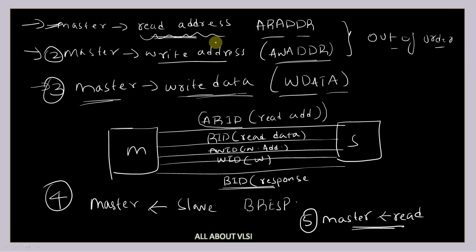But in AXI protocol, there is no such particular restriction, and your master can perform any transaction in any order it wants to do.